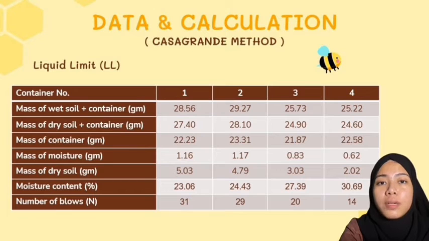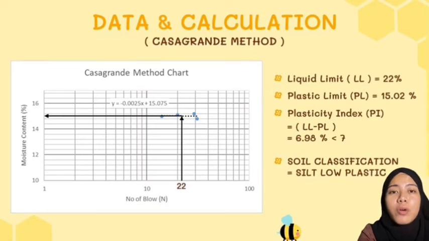Now I'll explain about the Casagrande method, data and calculation. Based on the data above, for the liquid limit we tested using the Casagrande method, and we obtained 4 different data. The moisture content for the first testing is 23.06%, the second testing is 24.43%, the third testing is 27.39%, and the last testing is 30.69%. After that, we plotted the moisture content graph to find the liquid limit. The liquid limit is 22%.